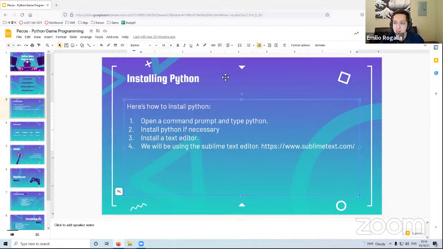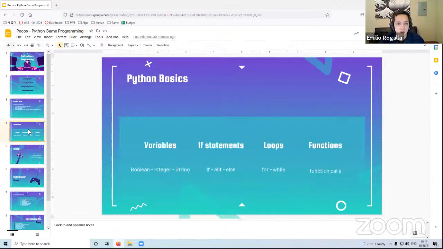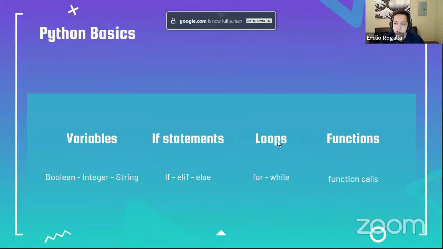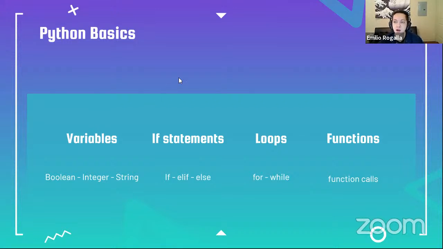We'll get into what Python actually is and what you can do with Python, the programming language. As we learn the Python basics, you're going to learn 4 different things in Python. There's variables, if statements, loops, and functions. I'm going to show you what those mean when we try and make some Python code.